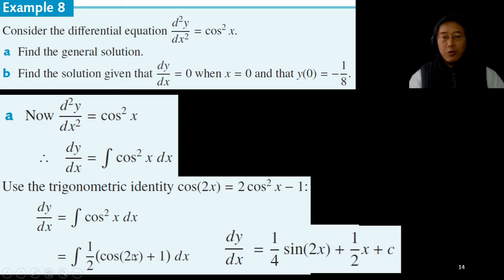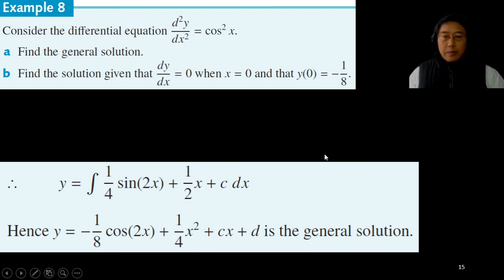The cos of 2x will become half of sine of 2x. The half times the half will give you a quarter. We need to expand that term. That gives you a plus a half, which is plus a half x when you anti-differentiate, plus your constant. So that's your general solution for the derivative.